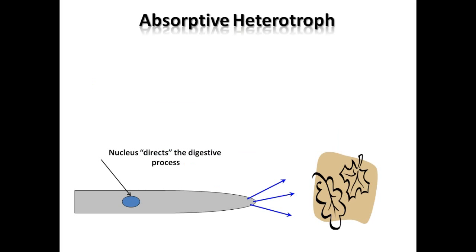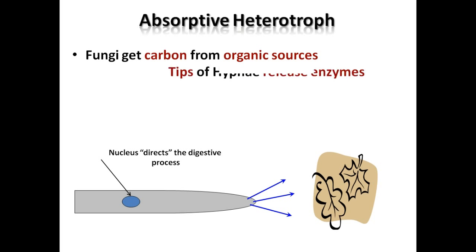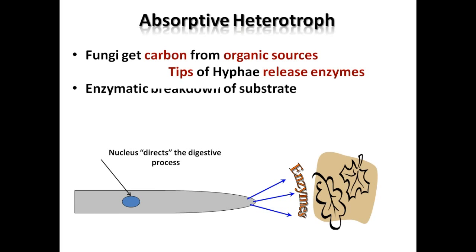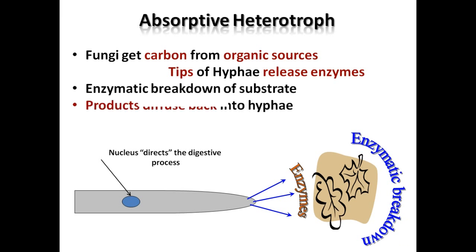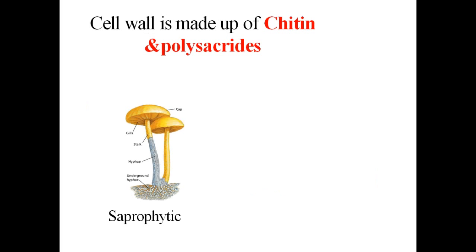Most fungi are heterotrophic and absorb soluble organic matter from dead substrate. And now we will see the absorption mechanism of fungi. Fungi get carbon from organic sources, and fungal hyphae release enzymes. These enzymes break down the substrate, and the product diffuses back into the hyphae. The fungal cell wall is made up of chitin and polysaccharides.